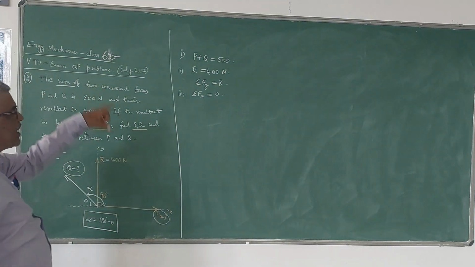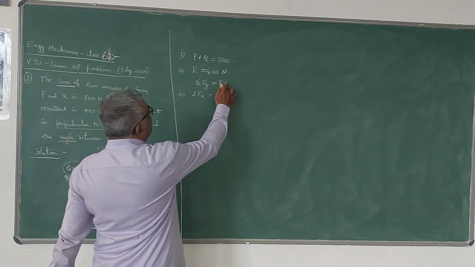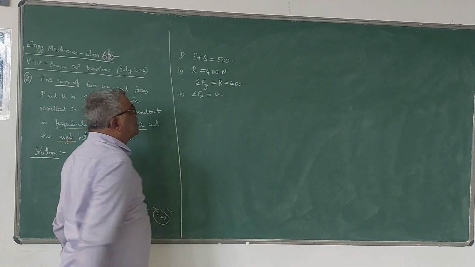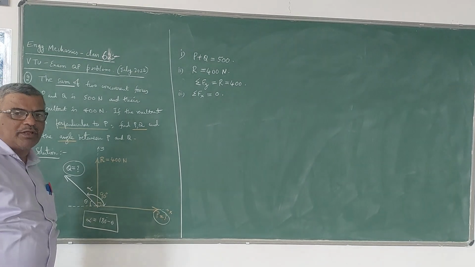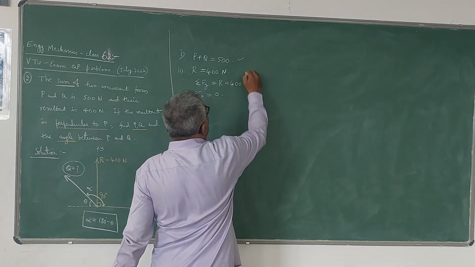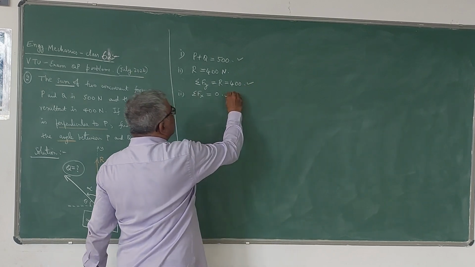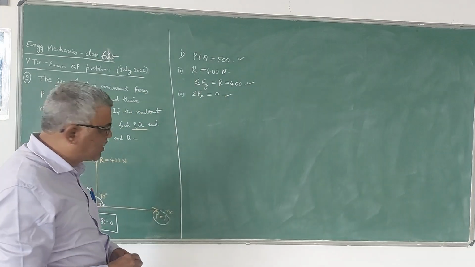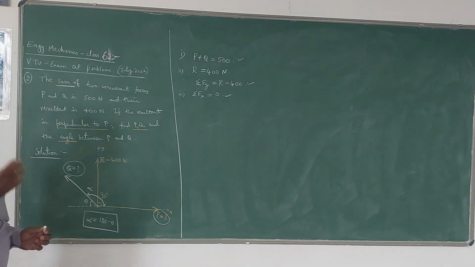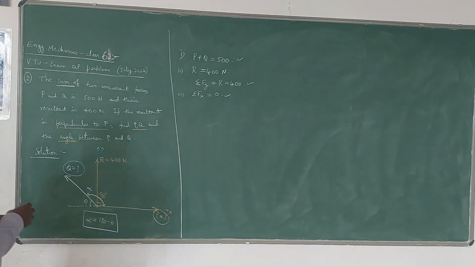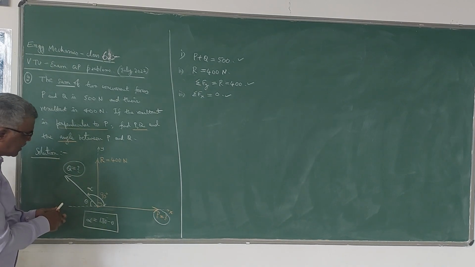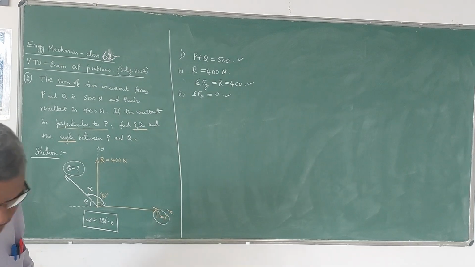Now these are the three conditions we have to make use of. So this R is 400 Newton. Okay. Now the first condition is P plus Q is equal to 500. Second condition is sigma Fy is equal to 400. Third condition is sigma Fx is equal to 0. Now using this diagram, we will write down sigma Fx and sigma Fy. So let us resolve this. We only have to resolve this force Q now. I will resolve the force Q.